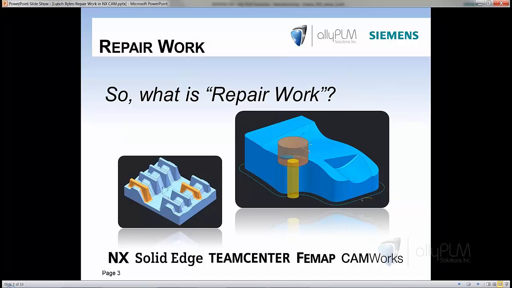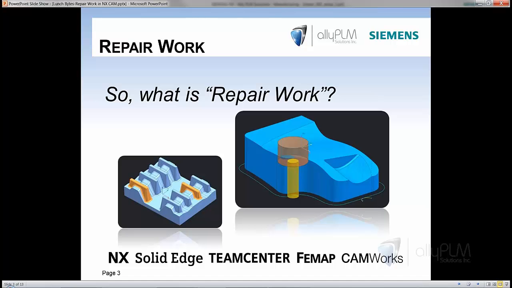So today we're going to look at several ways to use NX CAM to do repair work. Repair work could consist of design changes, reconditioning a part, adjusting part dimensions, or recutting damaged areas of a part. There are many different options in NX CAM that can help us create quick and efficient toolpaths for specific areas of a part or an assembly.